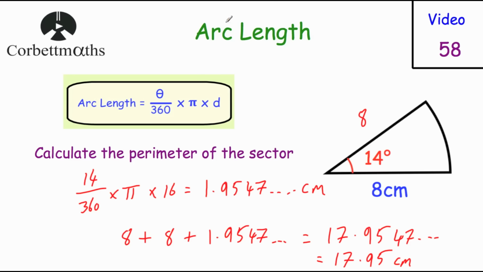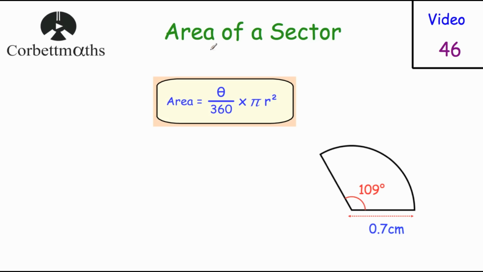And that's it. So to find the arc length, we do beta, the angle, divided by 360, times by pi, times by diameter. And that's it. Okay, let's have a look at our next topic. So the next topic is the area of a sector, which is video 48 in Corbettmaths. And just remember, you do have those practice questions in the link below. So if you do want to practice any of these questions as we're going through, there's questions there for you to try.